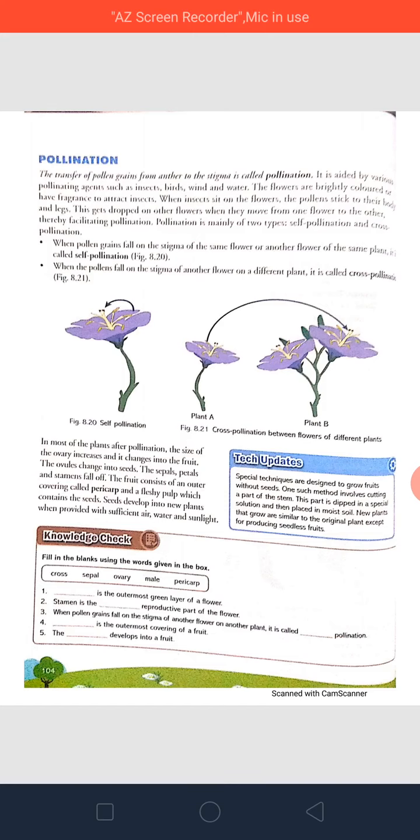In this way, flowers are the most beautiful part of the plant, which help in reproduction or pollination. And after pollination, fertilization occurs, and then the seed develops into a new plant. Seeds are formed, and from the seeds new plants arise.